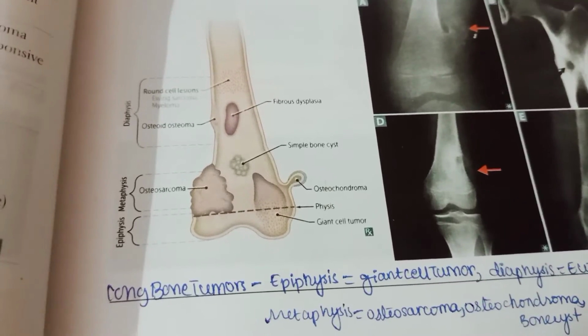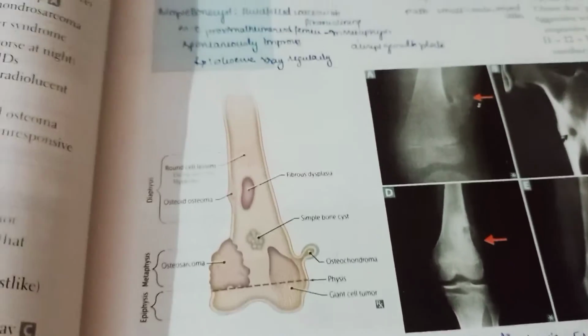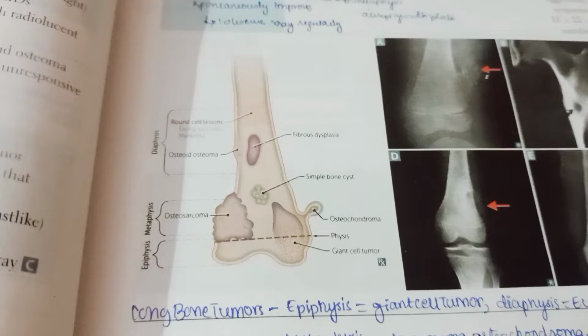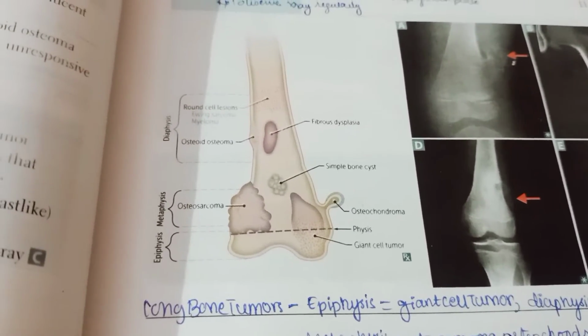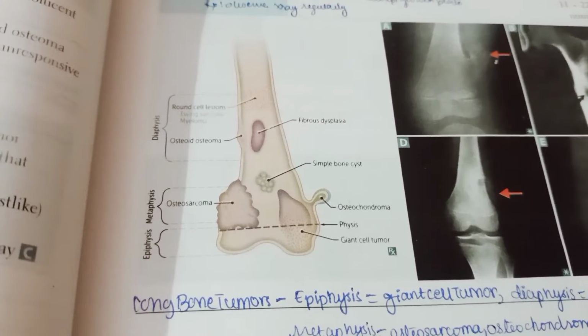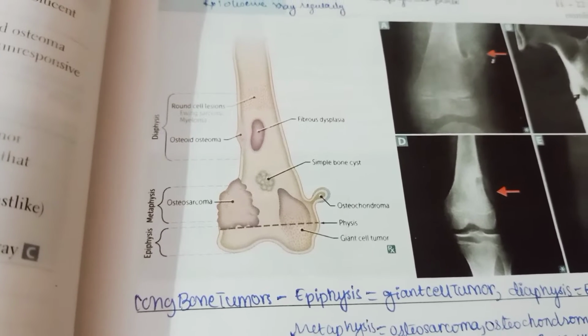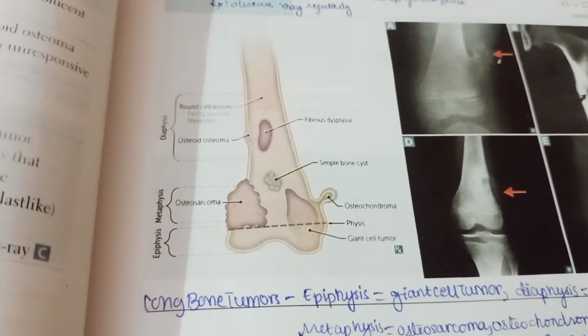A discussion on primary bone tumors. Primary bone tumors are divided into benign bone tumors and malignant bone tumors. Bone tumors are most common in males. So let us start with the different benign tumors.